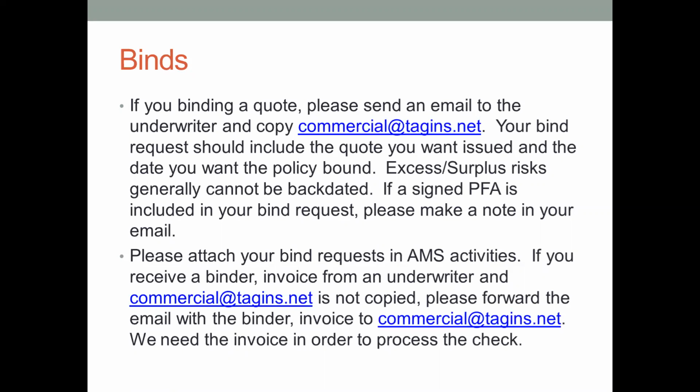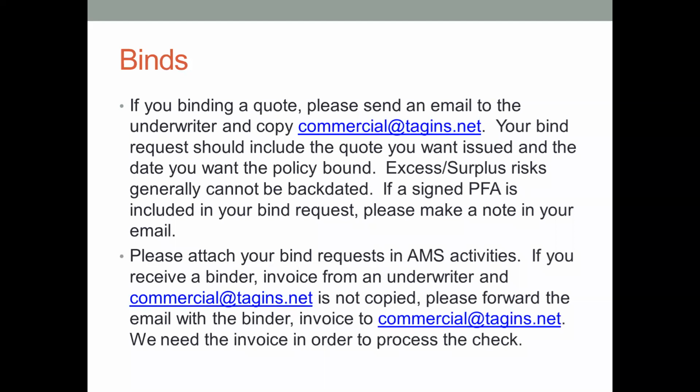So say I want ABC Company bound effective August 1st with a premium of $2,500. Make it clear and make it easy. Attach a copy of the quote. Make it easy so it's very clear on what you want to do. If a signed PFA is included in your bind request, please make a note in your email because at TAG, we'll want to pull off that finance agreement and keep a copy because we'll want to process that. Please attach your bind request in AMS activities.